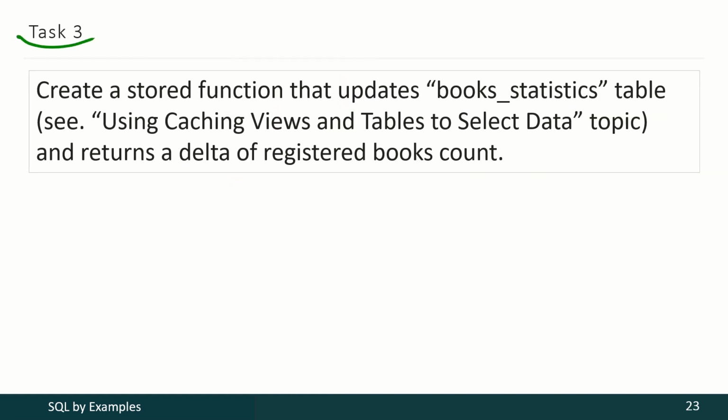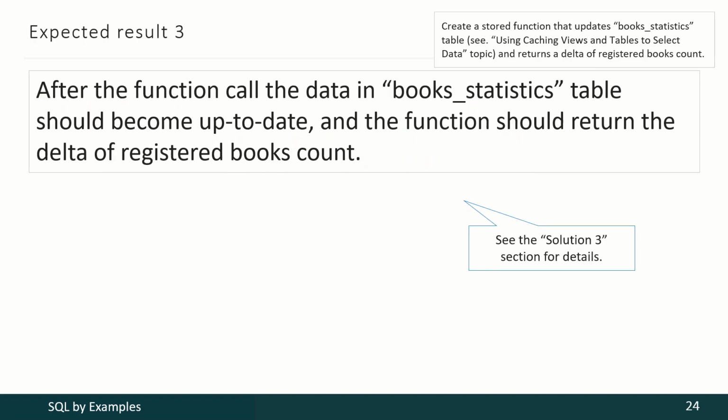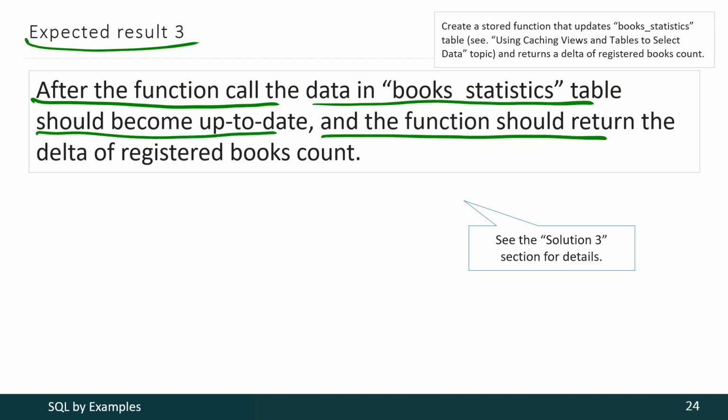In the final task, we have to create a stored function that updates book statistics table and returns the delta of registered books count. Please see this topic of our course for details. Obviously, the expected result is that after the function call, the data in book statistics table should become up to date and the function should return the delta of registered books count.